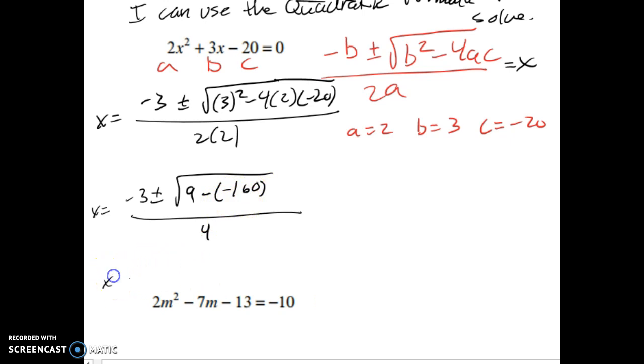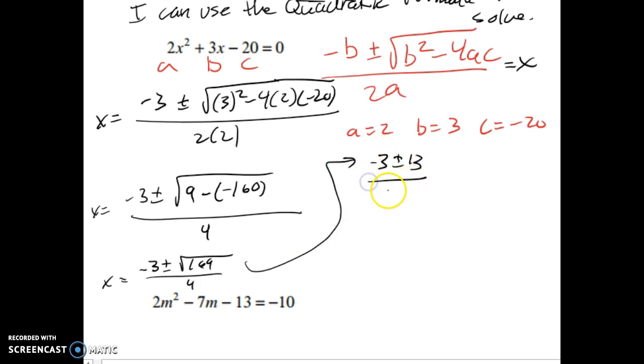And then from here, we can put these terms together in the middle. So we're going to get x is equal to negative 3 plus or minus the square root of 169 over 4. Now we're ready to take the square root. So we have negative 3 plus or minus 13 over 4. And then we can break this part into two: negative 3 plus 13 over 4, and then negative 3 minus 13 over 4.